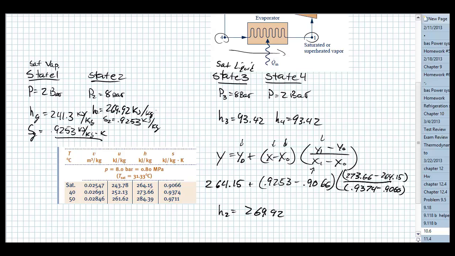Alright, now that it's pretty much all filled out, we don't have to worry about anything else with entropy, because this is a nice happy problem. We've got all of our enthalpies, all of our pressures, and everything else. We don't need our temperatures. So now we can start solving.